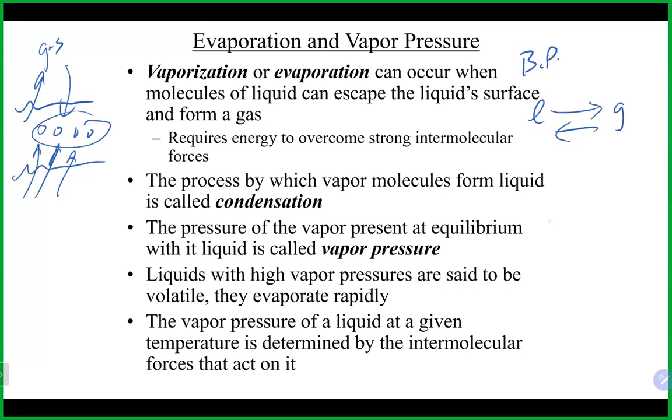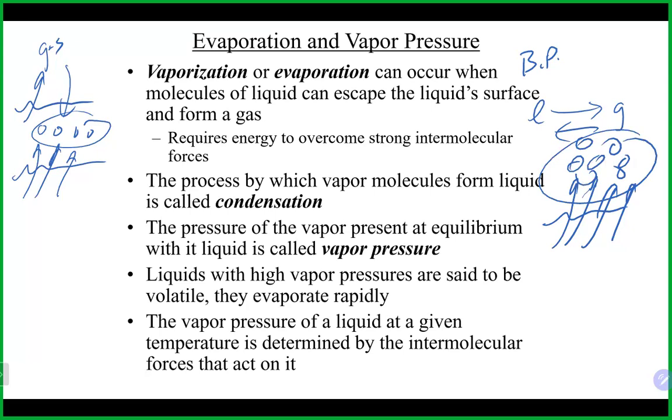So if you have a liquid where it's very easy for these guys to just jump out of the liquid part, that's going to create a lot of gas molecules above the liquid, and a lot of gas molecules above the liquid would result in a greater vapor pressure, right? Because more gas molecules, more collisions, more pressure, and obviously fewer gas molecules, fewer collisions, and less pressure. Any questions on that there?